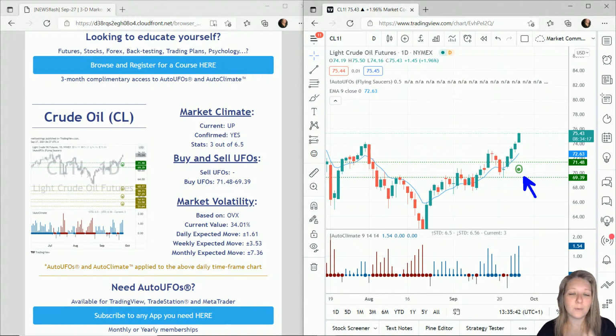Now, it's probable that oil moves up, but not definite. Okay, we're never 100% sure what's going to happen in the markets ever. We just go by what is most likely to happen, which is why we use technology to help us figure that out. Now, in terms of volatility, we'd expect movement up or down in the year of 34.01%, which means in a day, up or down of 1.61 points, in a week, 3.35 points, and in a month, 7.36 points.